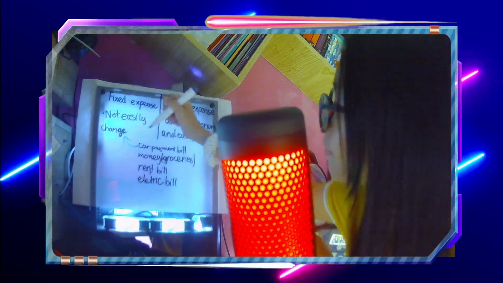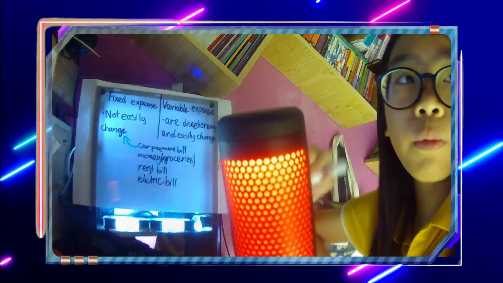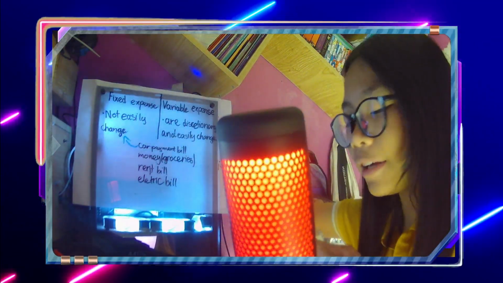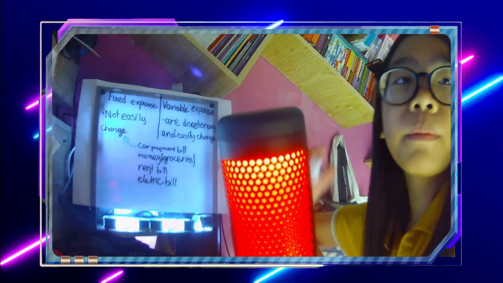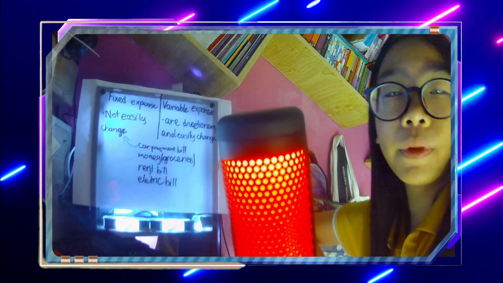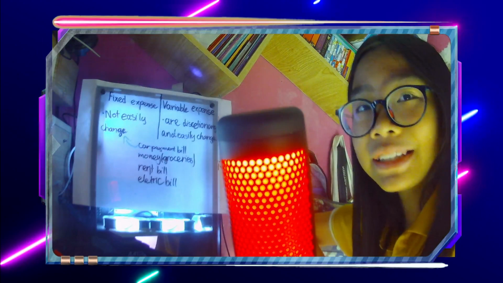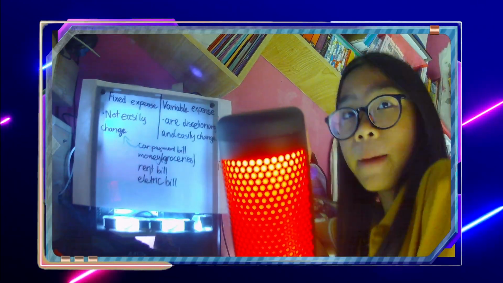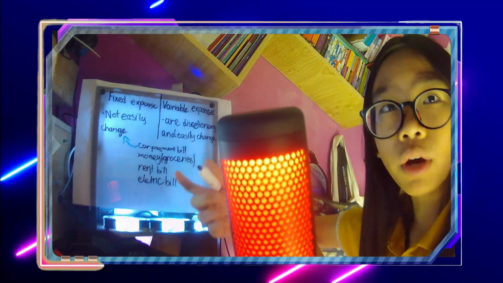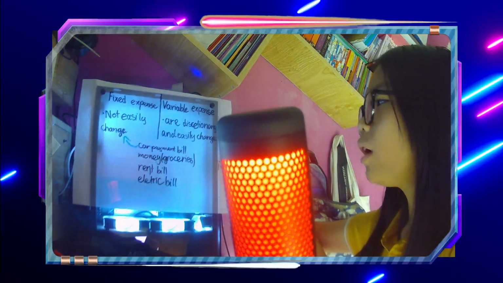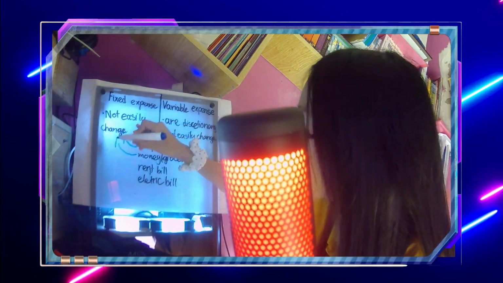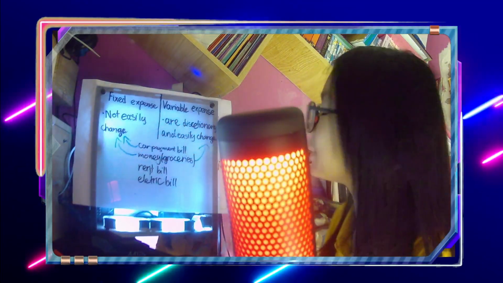But wait a minute. Let's say you're going shopping and you always buy the most expensive cereal, when the other cereals are not as expensive. You always buy the most expensive cereal when you can also buy the cheaper one. So the money you spend on groceries will be in both fixed expenses and variable expenses.